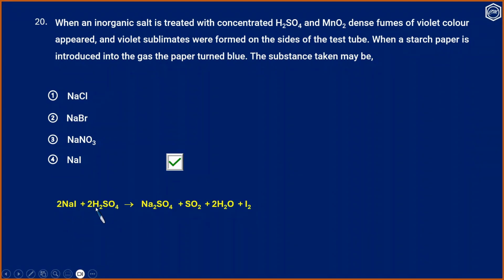So sodium iodide plus sulfuric acid gives sodium sulfate and sulfur dioxide gas. Along with that, iodine is produced. And the violet sublimate is due to the solid iodine that condenses on the sides of the test tube.